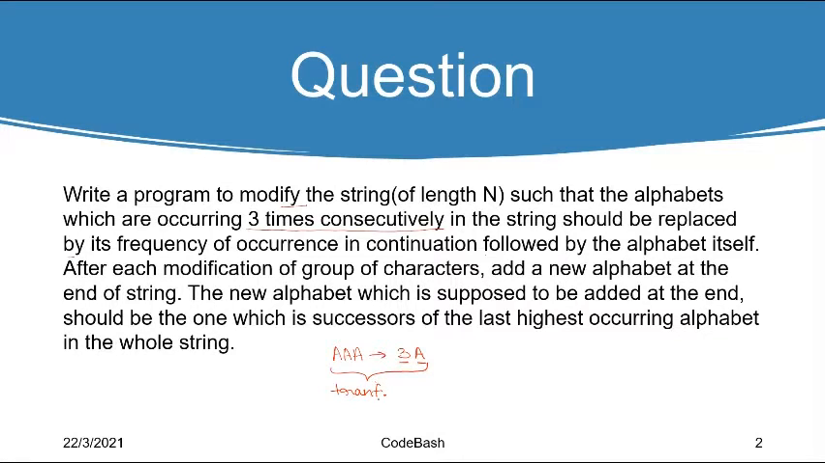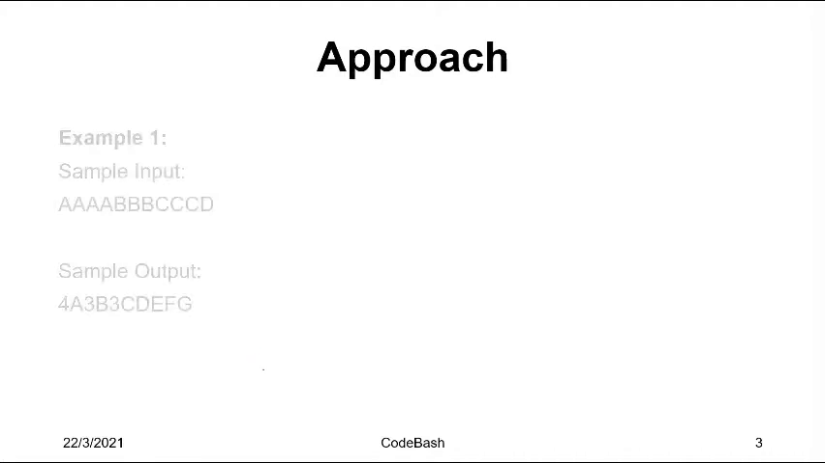For each such modification, after all the characters are modified like this, you count the number of modifications, and that many characters you have to add to the end of the string. And you cannot just add any alphabets. You have to add alphabets which are successors to the highest occurring alphabet in the whole string. Let's look at an example which will make it easier to understand.